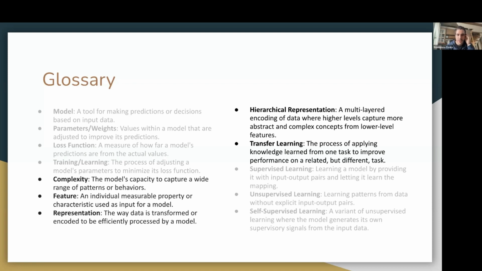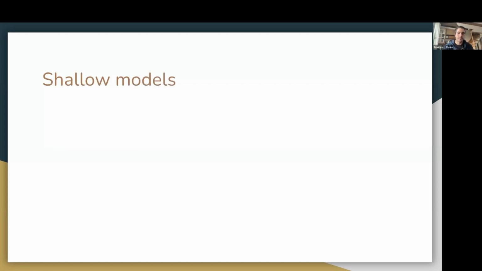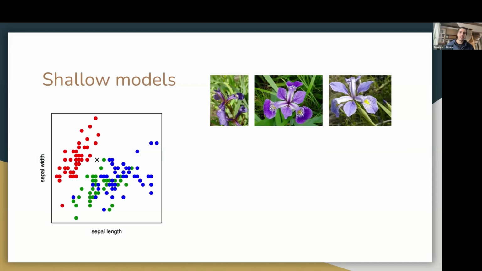And then we have the word transfer learning that we will also discuss quickly. The process of applying knowledge learned from one task to improve performance on a related but different task. Let's introduce first a simple problem. Now I want to dive more into these words and this concept that we already quickly introduced. So the simple problem is we have just data about two measurements of flowers called sepal width and sepal length.